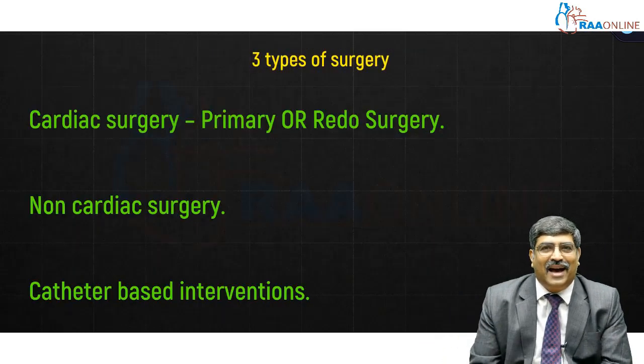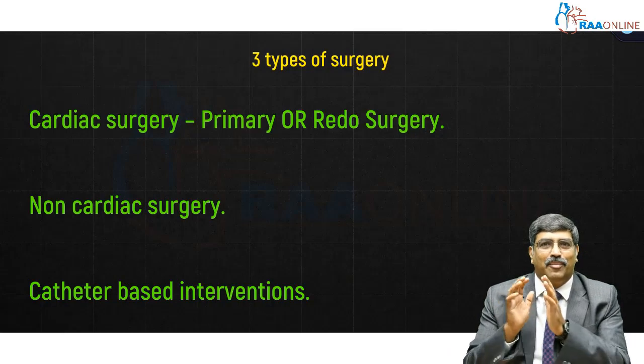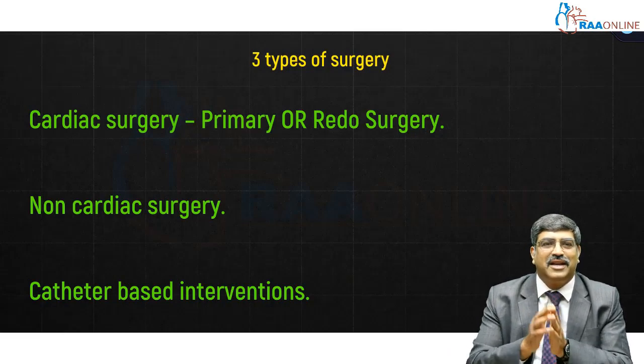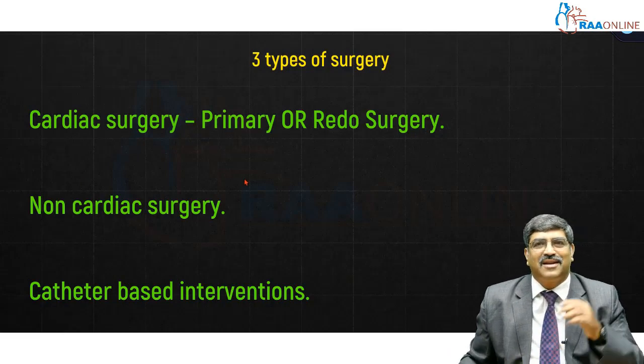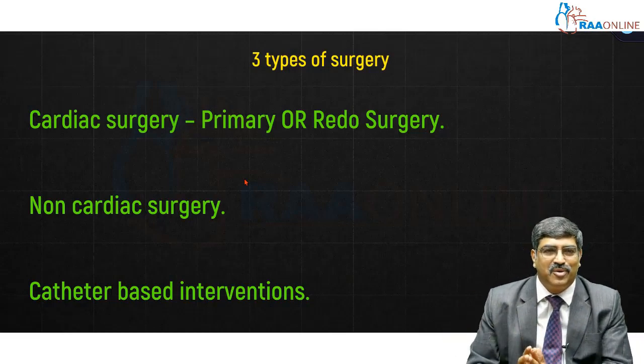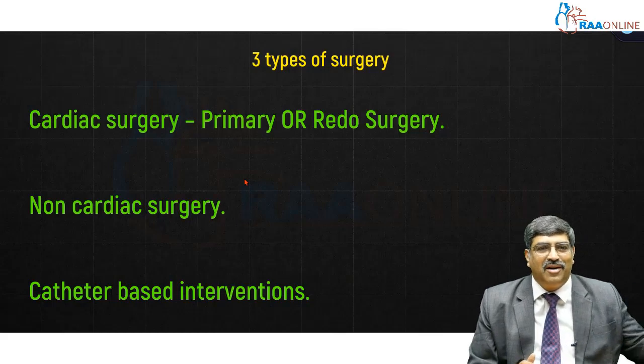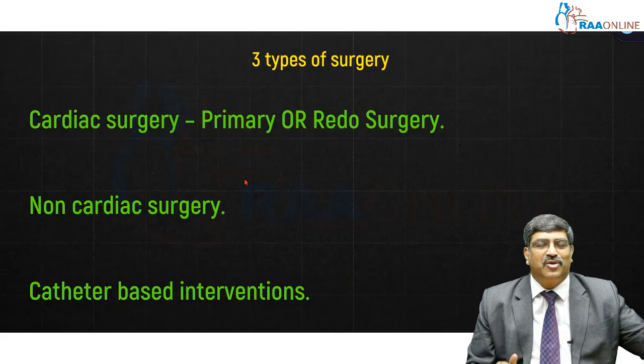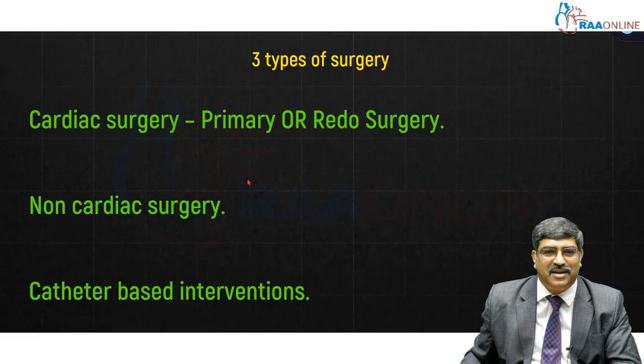Congenital heart disease has a special liking for the number 3. They come for 3 types of surgery. One is cardiac surgery, either primary repair or a redo surgery. Or they might come for non-cardiac surgery or go into a cath lab for a catheter-based intervention.